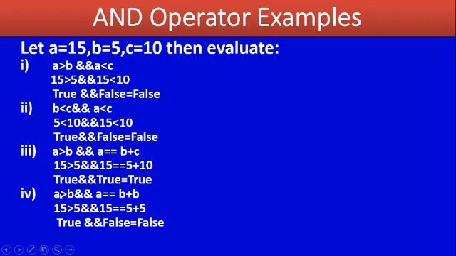And the last one, A greater than B and A double equal to B plus B. This is another expression. A greater than B, that is 15 greater than 5, is true, and 15 double equal to 5 plus 5. 5 plus 5 is 10, so 15 equal to 10 is false. So true and false, the output is false. These are examples of the AND operator.